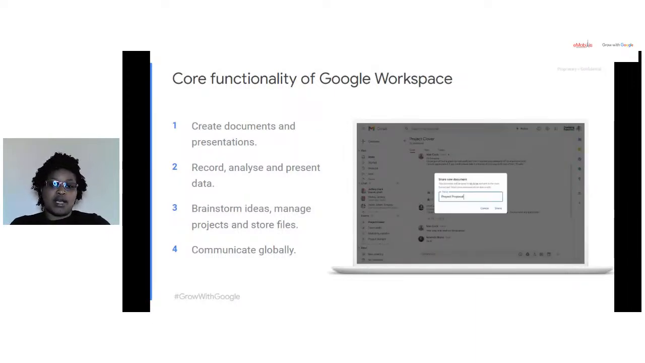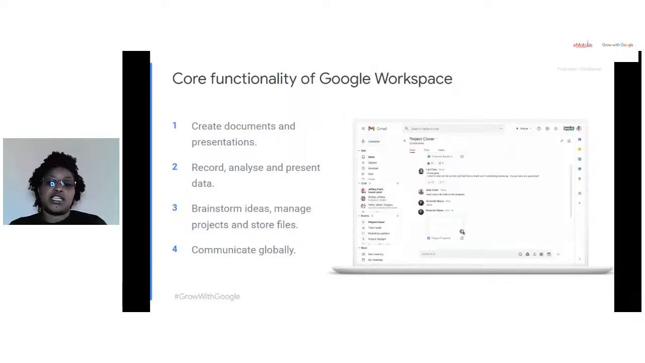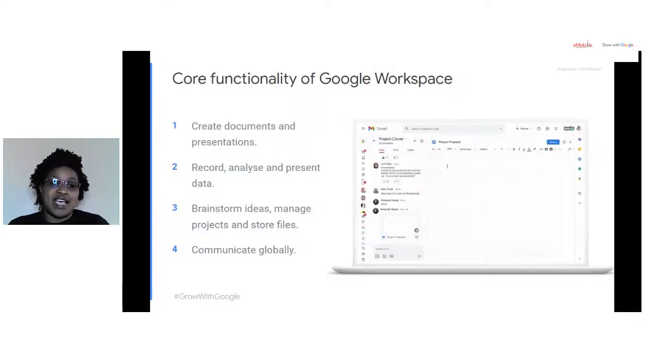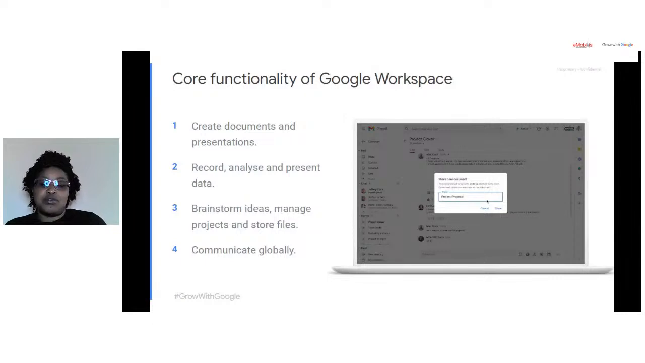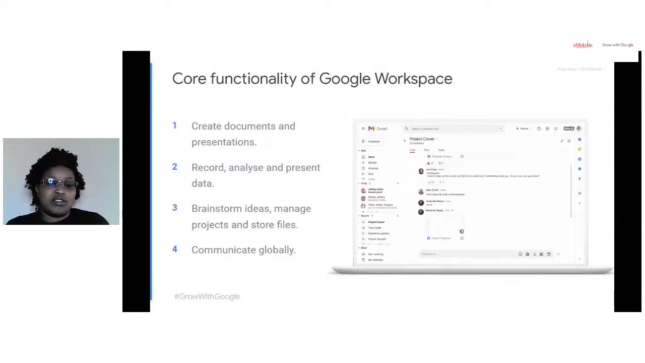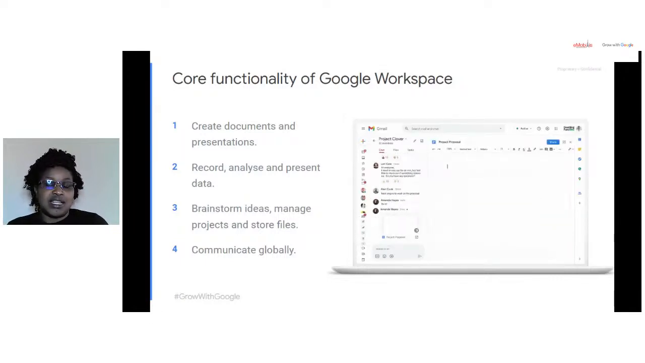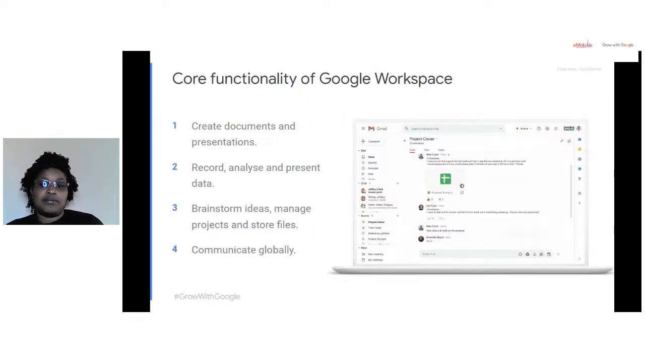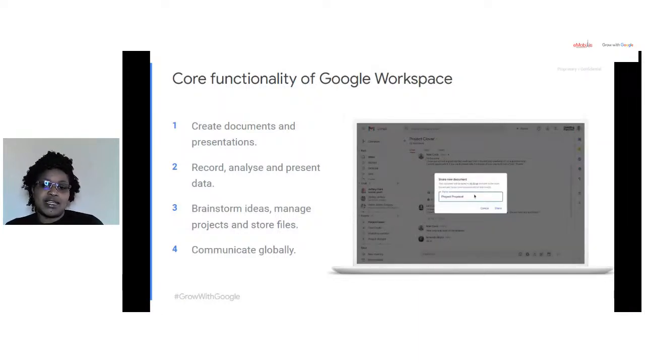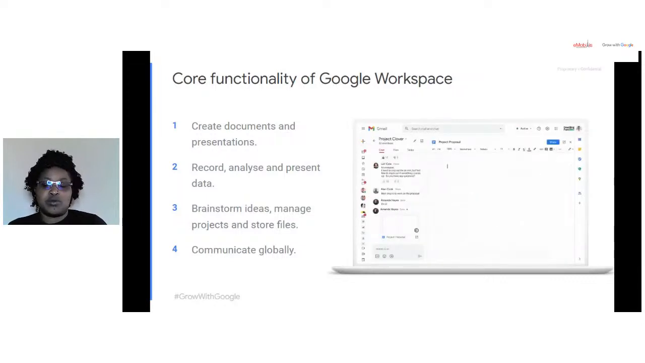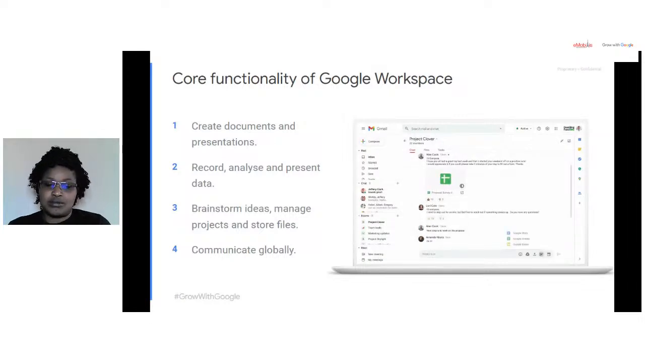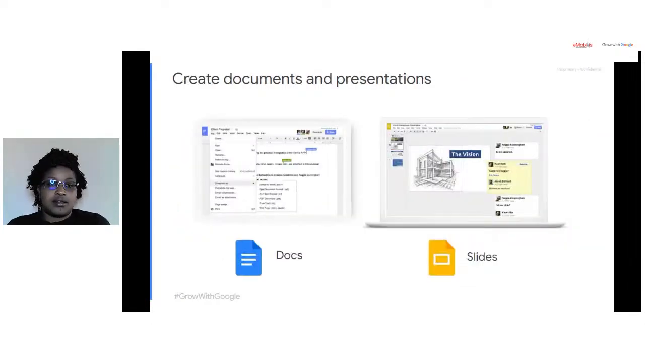Core functionality of Google Workspace: you can use Google Workspace to create documents and presentations from the tools that we mentioned. Which ones do you think are used to create documents and which ones are used to create presentations? We have tools to record, analyze, and present data. And we have tools you could use to brainstorm ideas, manage projects, store data, and also communicate globally. So with all these functions, we're going to look at the tools that would help us create documents and presentations.